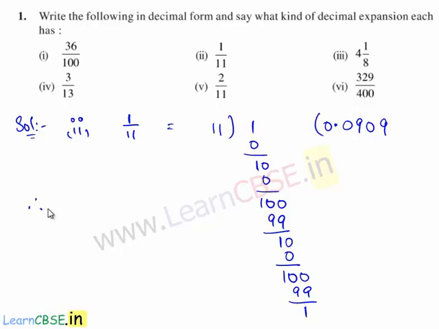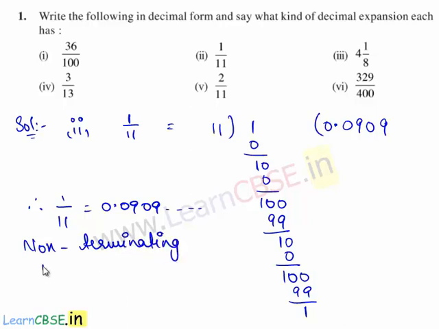Therefore, the decimal expansion for 1 by 11 is equal to 0.0909 and so on, as the digits 0 and 9 are repeating. Therefore, the decimal expansion is non-terminating but repeating.